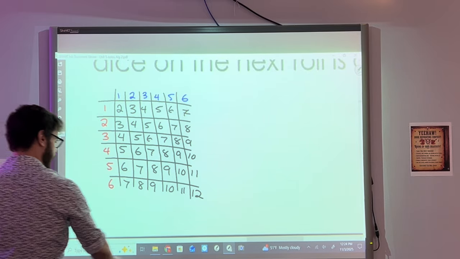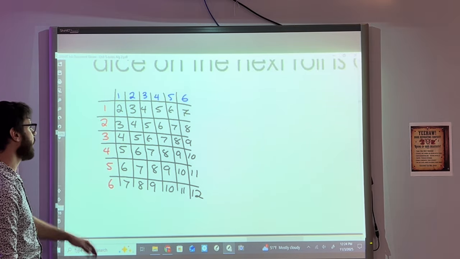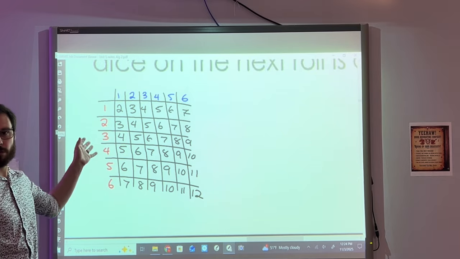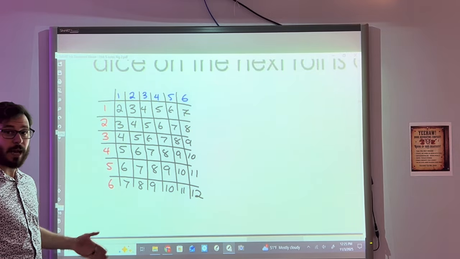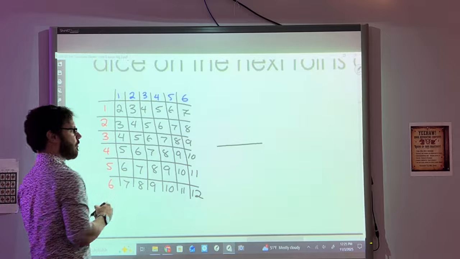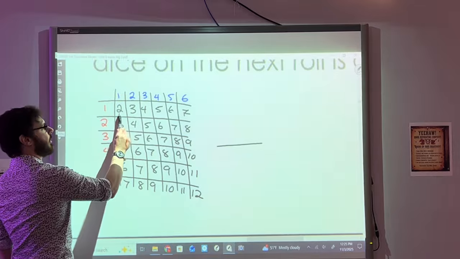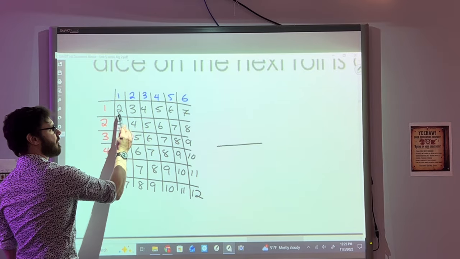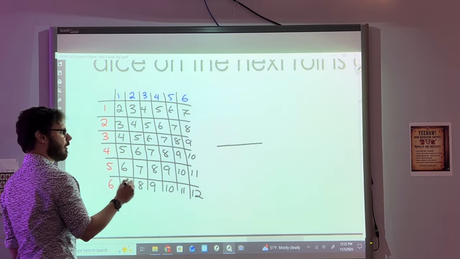All right, to answer this question, what is the probability that the next roll, the sum, is at least 9? We need to figure out our denominator. How many total outcomes are possible here? You can count these boxes. You have 6 in a row, 6 in a column, 36.